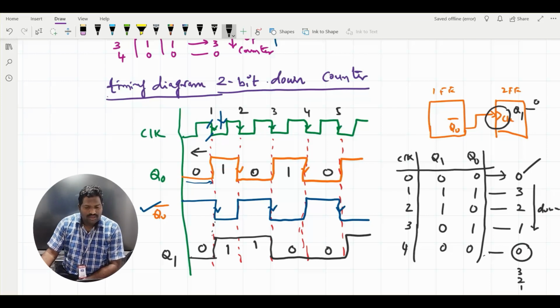So in this way we can design a 2-bit up counter and down counter. The difference between up and down counter is the connection diagram of the clock pulse. If the clock pulse for the second flip-flop is given from the Q0, then it is the up counter. And if you are giving the clock pulse for the second flip-flop from the Q0 bar of the first flip-flop, then it is a down counter. Right? Thank you.